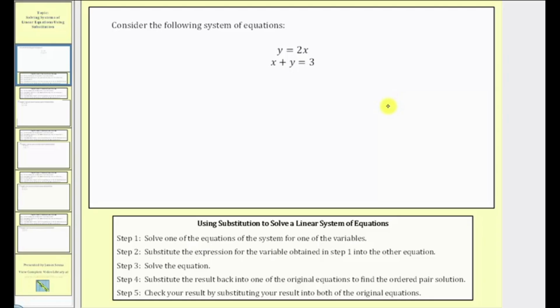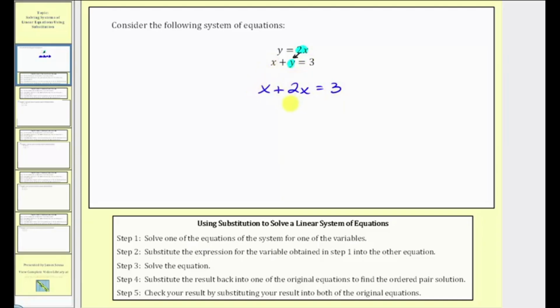Remember, the solution to a system of equations is an ordered pair that satisfies both equations. To understand how this process is going to work before we formalize our steps, let's consider the given system of equations. Notice how the first equation we have y equals 2x. Since y must equal 2x, let's consider what happens when we substitute 2x for y in the second equation. So if we perform this substitution, the second equation would be, not y, but x plus 2x equals 3. So by performing this substitution, we get a single equation with a single variable which we can now solve.